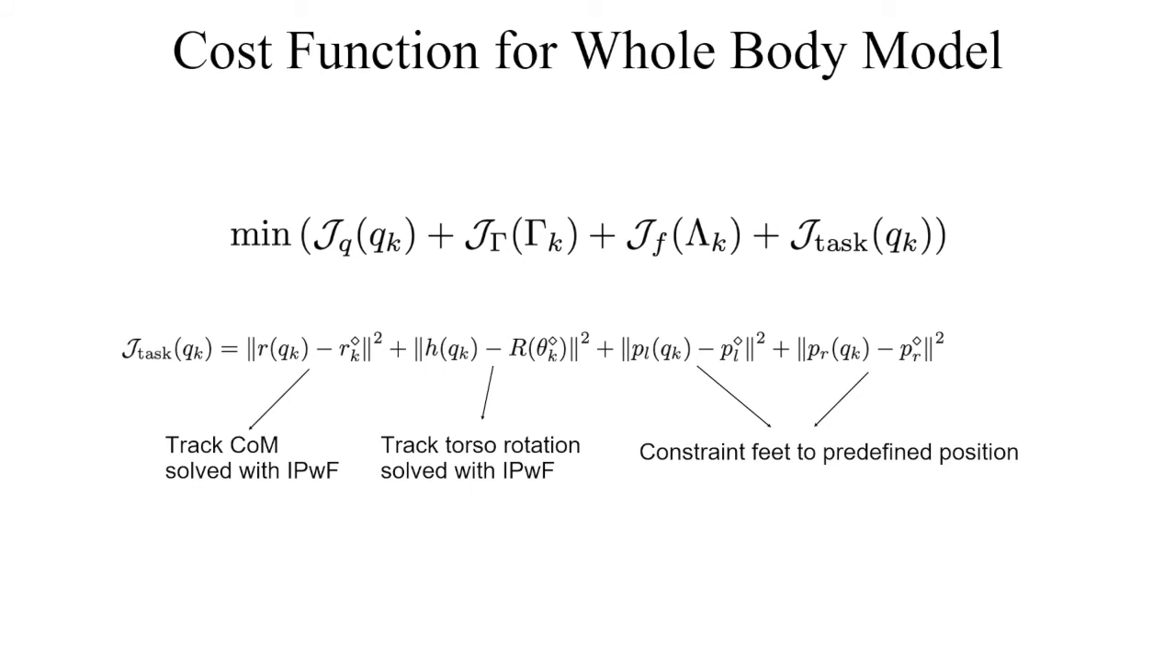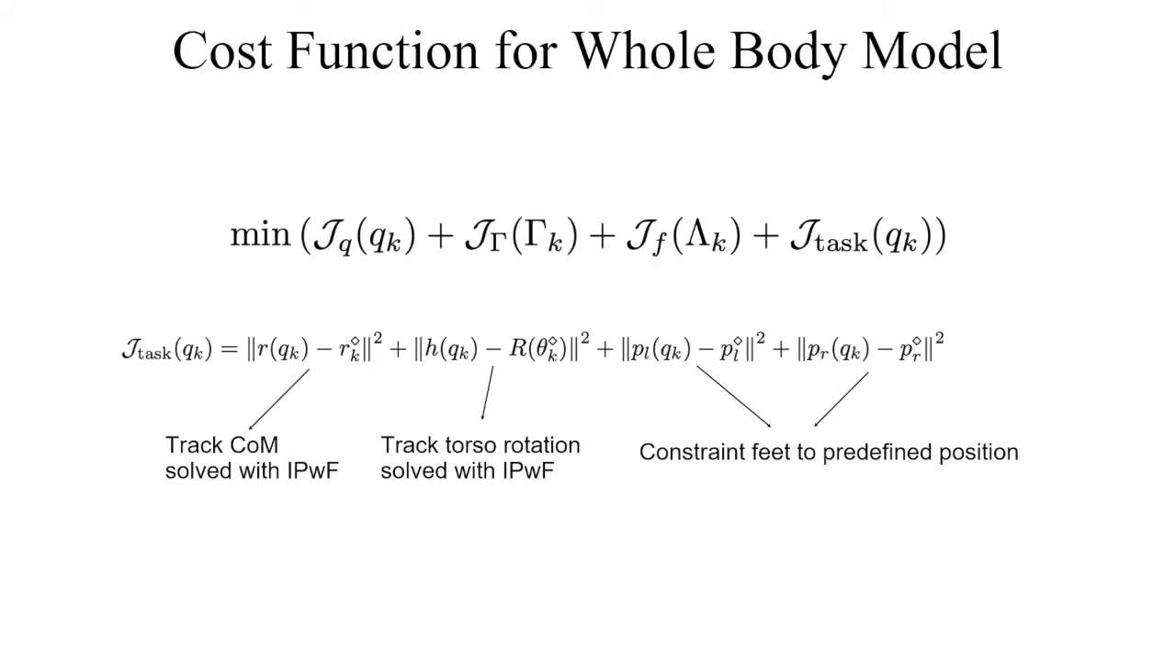Here is the cost function for the whole body model. The first and second terms are the regularized quadratic cost function that penalize the system states and controls. GF represents the friction constraint by using the boundary cost function. Gtask is the term to track the solved trajectory with the simplified model.